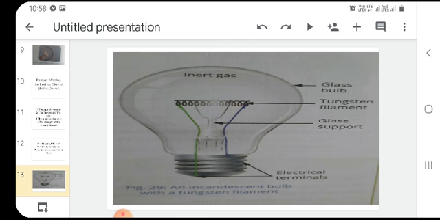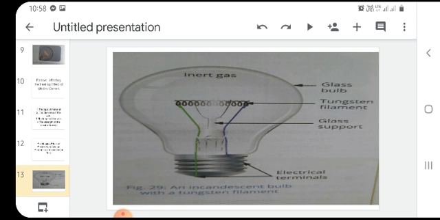So here is a diagram, dear students, you can see on your screen. It is an inert gas, meaning argon and nitrogen are filled inside the bulb. Outer cover is known as the glass bulb. Inside the middle of the bulb there is a filament made up of tungsten. It is coiled because it takes less space, and it is held with a glass support, and the outer material is the electrical terminals. This is the structure of a bulb, how a bulb is made up.